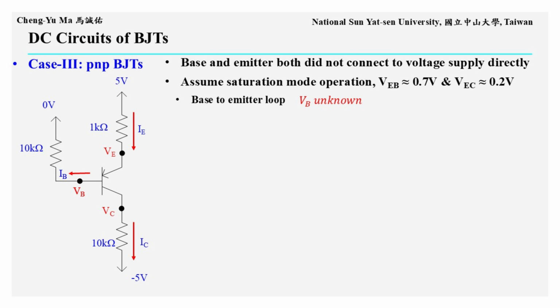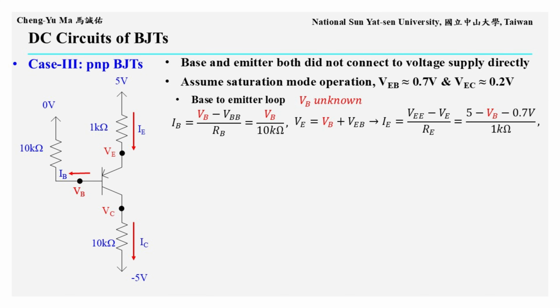When the PNP BJT operates in saturation mode, VEB is approximately 0.7 volts and VEC is approximately 0.2 volts. Since all three terminals are connected through resistors, we choose the base voltage VB as the unknown variable. Starting with VB, the base current is IB equals (VB minus VBB) divided by RB. In this example, that is VB divided by 10 kiloohms. Then VE equals VB plus VEB, so VE is VB plus 0.7 volts.